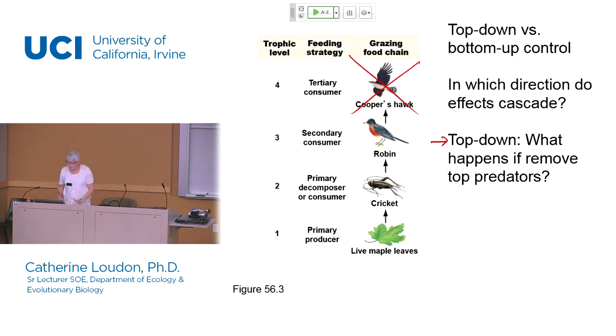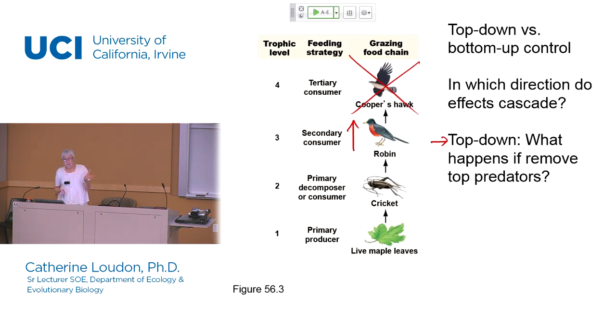Well, there are no longer any Cooper's hawks, so if in fact it is top-down, this means that the effects cascade down to lower trophic levels. So the first trophic level that would be affected are the robins. In the absence of this predator, you would expect their numbers to increase. So the populations of robins, the secondary consumer here, will go up. There'll be more of them because they're no longer being eaten.